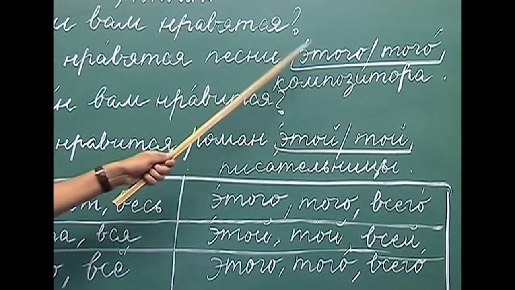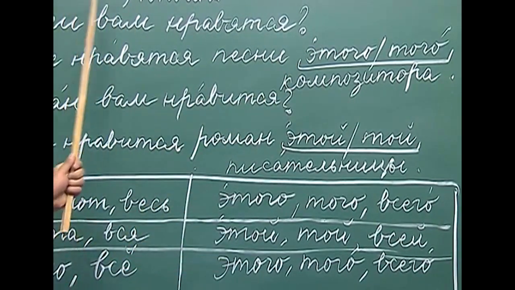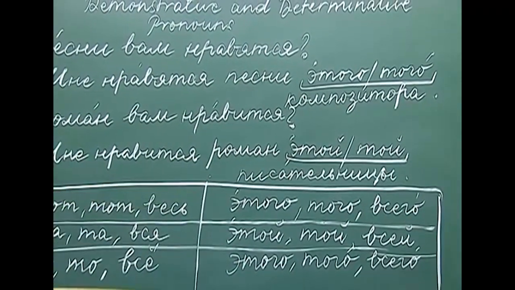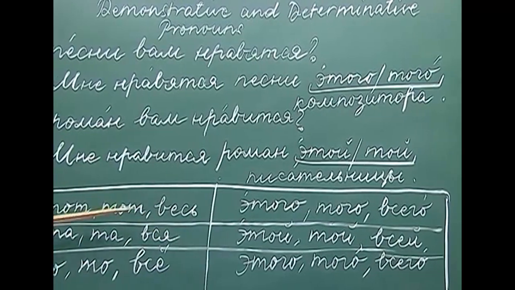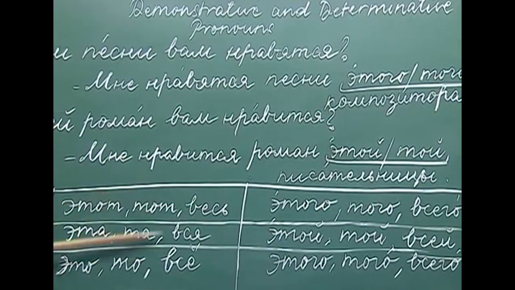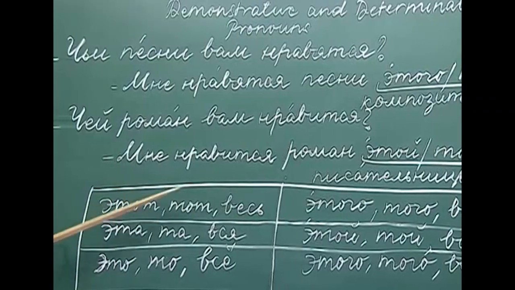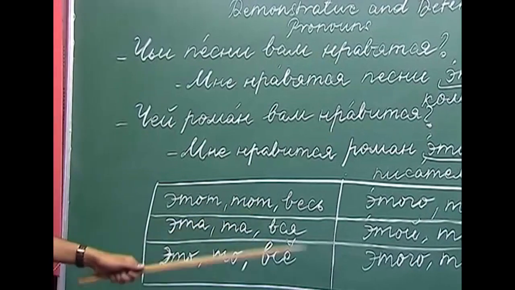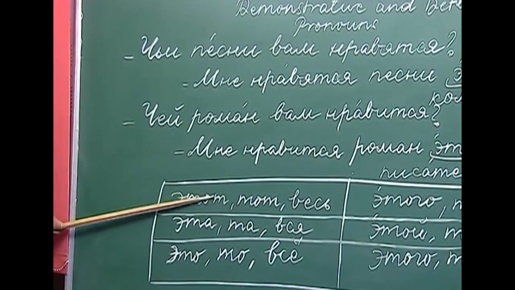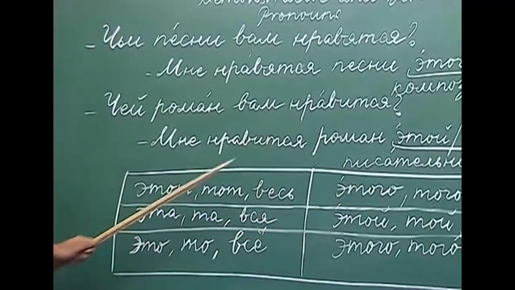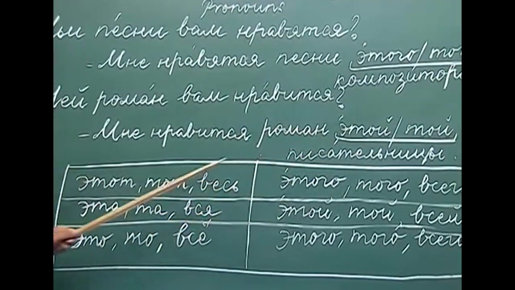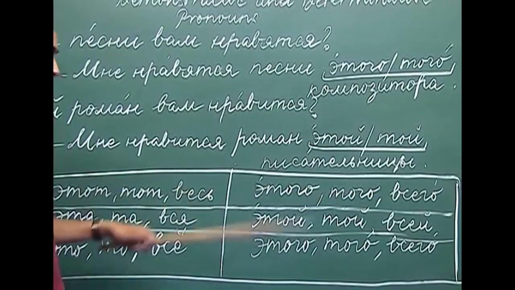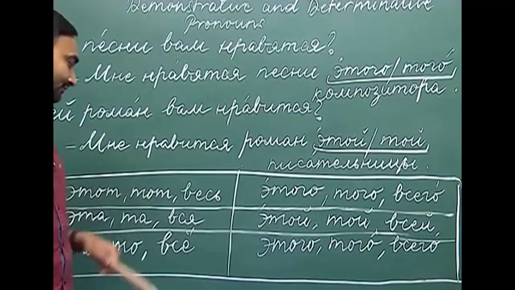So, this is how we change or decline the demonstrative and determinative pronouns in the genitive case. I have drawn a table here. These are the masculine forms in the nominative case. Этот, тот and весь. Весь is a determinative pronoun, which means whole. Этот becomes этого, тот, того and весь, всего. So, these are the masculine forms in the genitive case if they are used with the masculine nouns.